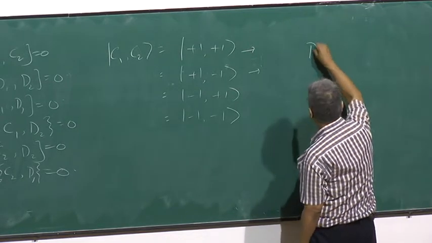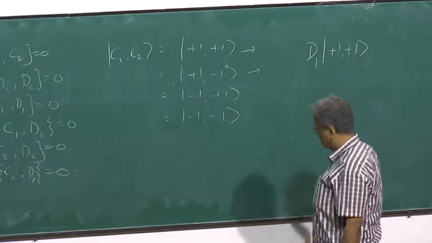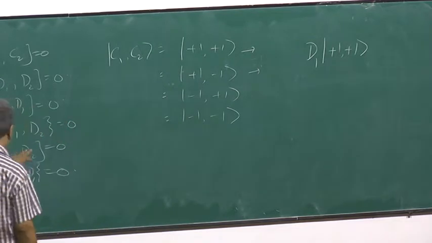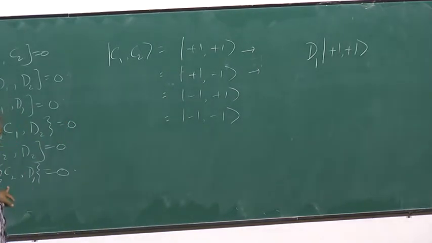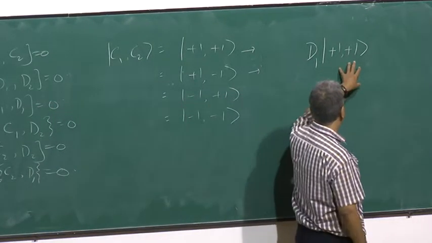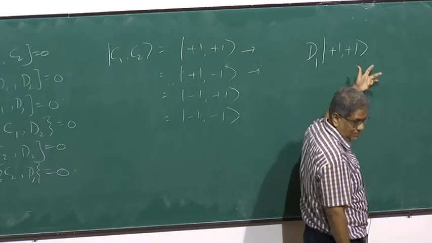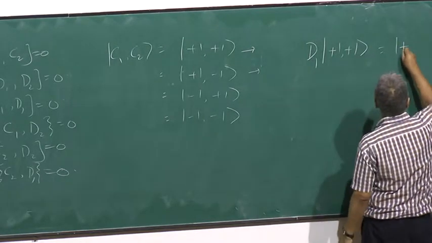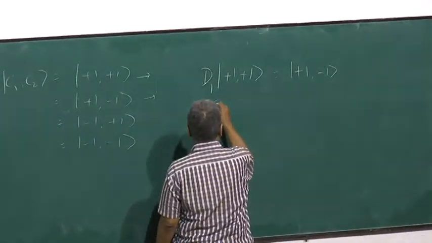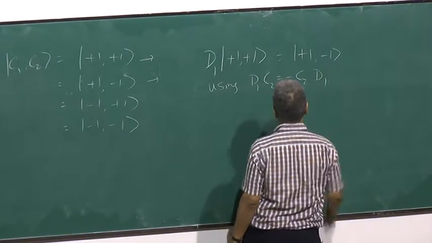If I take D1 acting on the state +1 +1, notice that D1 anti-commutes with C2. That means D1 acting on this gives you a state where the second eigenvalue gets flipped. So this is the state which is +1 -1. Here we are using the fact that D1 C2 is equal to minus C2 D1.